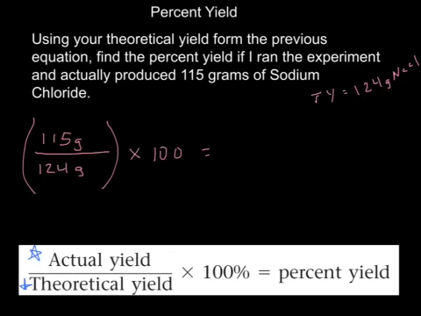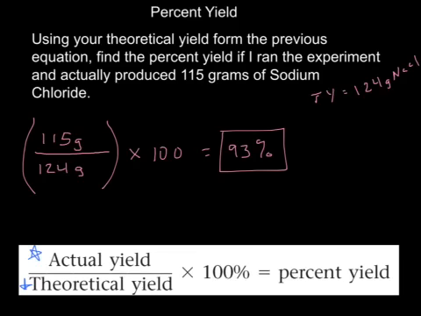All right, so if we look, we have 115. And we divide that by 124, and that's going to give us roughly 0.92741935548. Great. We're going to multiply that by 100, and that is going to give us 92.7. Let's call that 93% yield. All right. So a pretty good experiment.